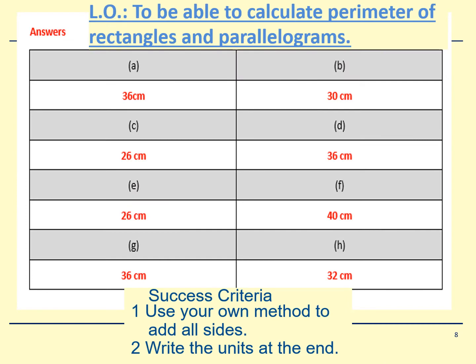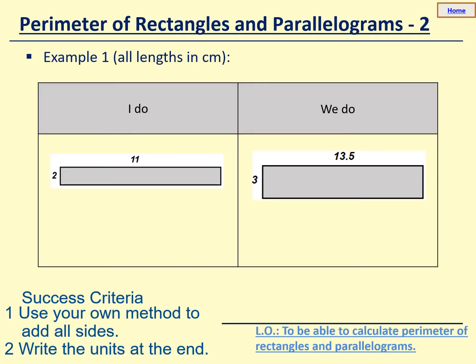And here are the answers. Mark your own work with a green pen. If you have all 8 of them right, well done. Okay, and now we will continue with calculating perimeter of rectangles and parallelograms.